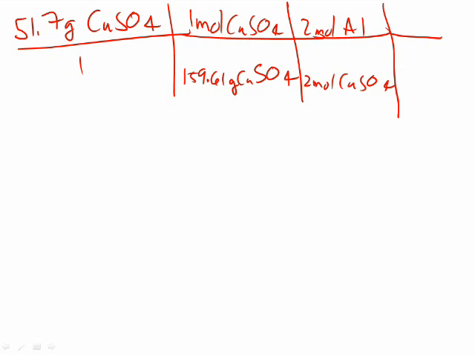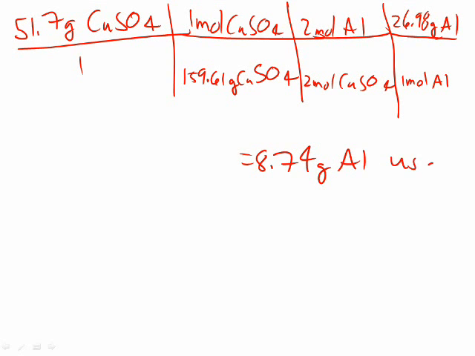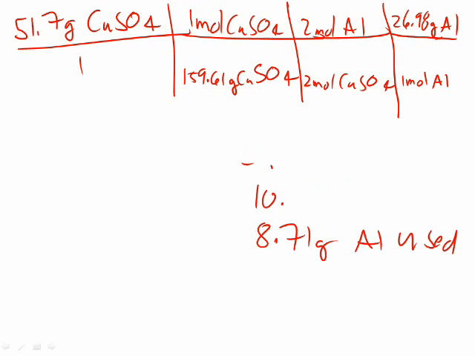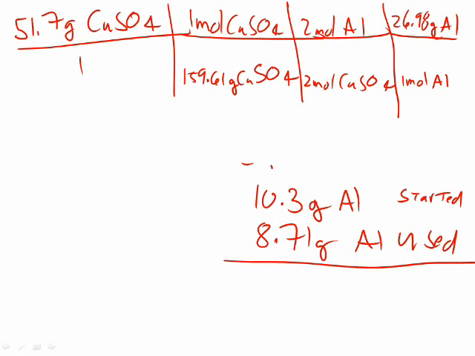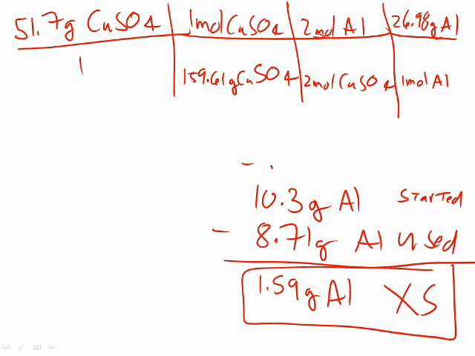Now we go to the mass of aluminum. In 1 mole of aluminum, we have 26.98 grams of aluminum, which equals 8.74 grams of aluminum that would be used. Now we started with 10.3 grams of aluminum. That's what we started with. So what is in excess? We just subtract that, and we get 1.59 grams of aluminum in excess. So that is how much aluminum we have left over.